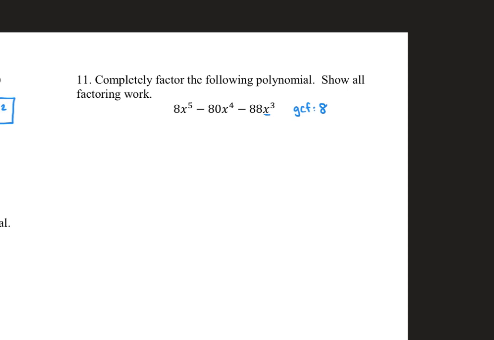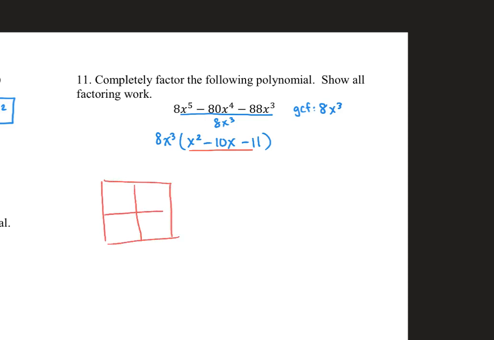And then looking at the lowest degree term, we have x cubed. So we have 8x cubed, and then remember we're going to divide everything by 8x cubed to get the inside. So 8 divided by 8 is 1, and then we're left with x squared. Negative 80 divided by 8 is negative 10x. And negative 88x cubed over 8 is minus 11. So since this is a quadratic leftover, we should be able to factor this more using the box.